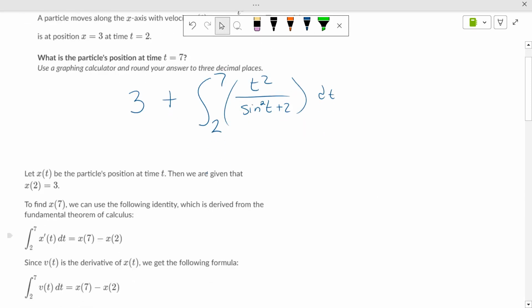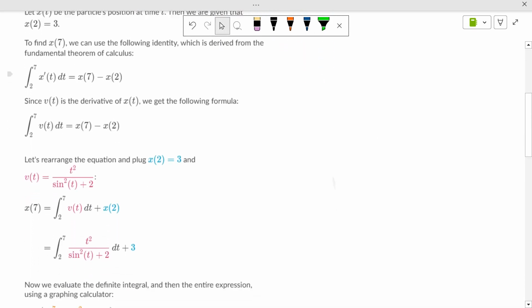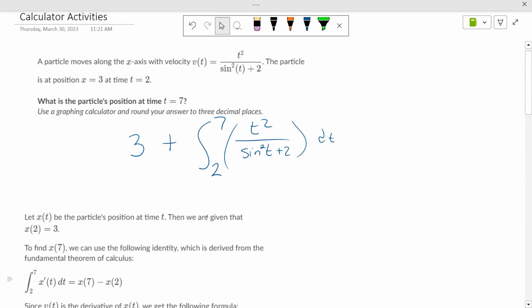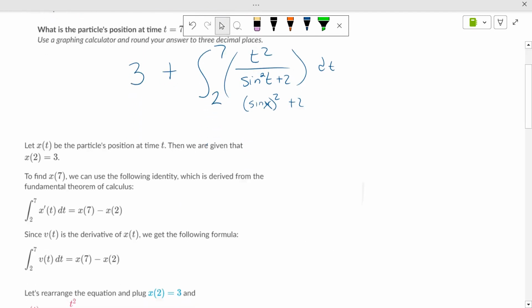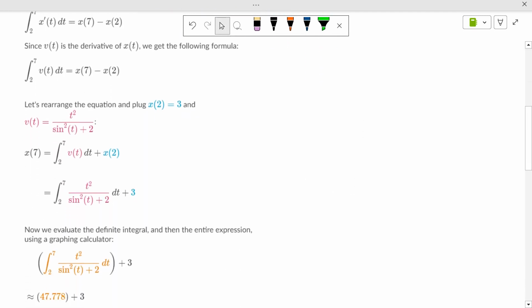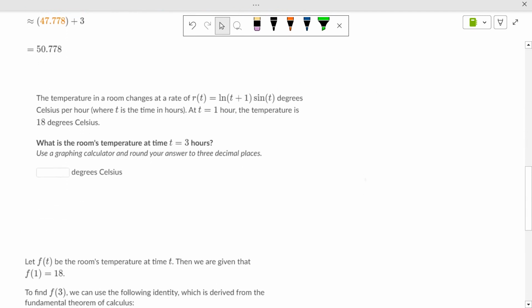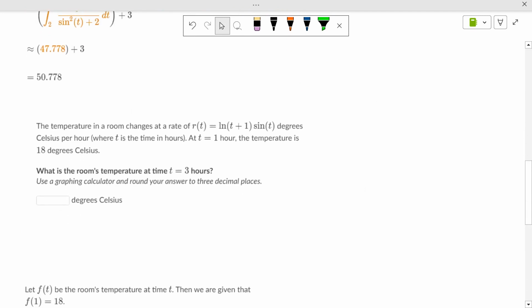Throw it in your graph calculator, round to 3 decimal places. Sine, okay, so yeah, you have to go sine of x quantity squared plus 2. Okay? And so here they explain it, but you guys are good, so you guys don't need the whole explanation on that. Okay, so you should get 50.778.